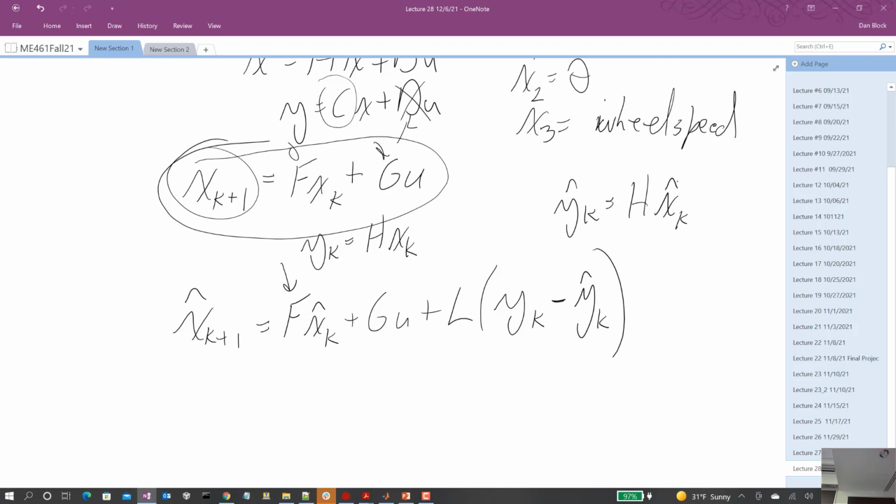Can you come up with this K? You need to know your system, but also know how much you trust your system and how much you trust your sensor data. So it's different than the design of the L matrix in the observer, but looks a lot similar. That's why I start with that first.